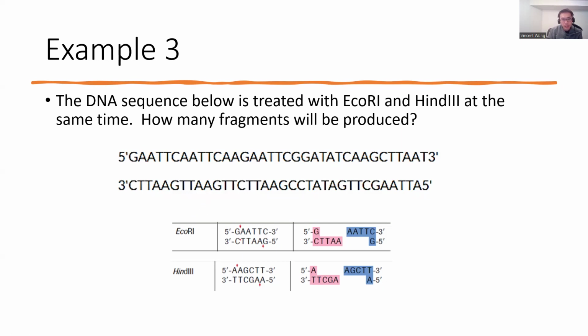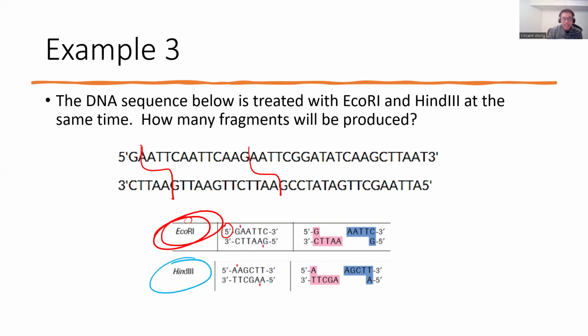For EcoRI, it's GAATTC, starting with the 5. So we're going to find GAATTC. There it is. So that's going to be a cut. It's going to cut zigzag to create a sticky end. There is another GAATTC here, so that's going to be another cut. And that's it. That's the cut from EcoRI.